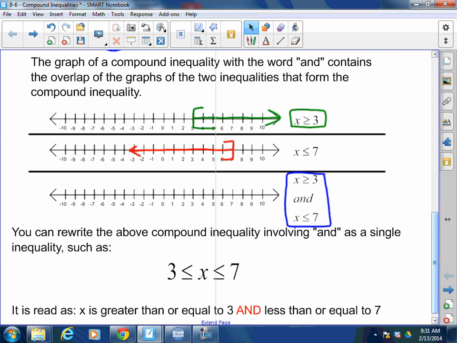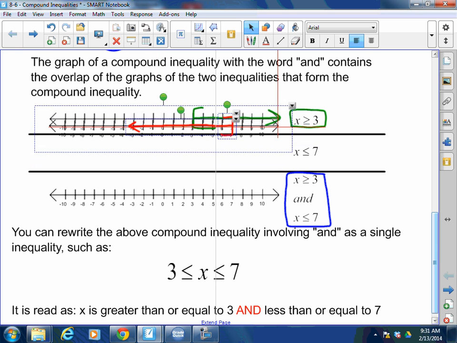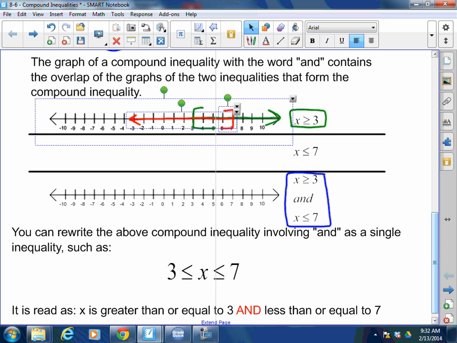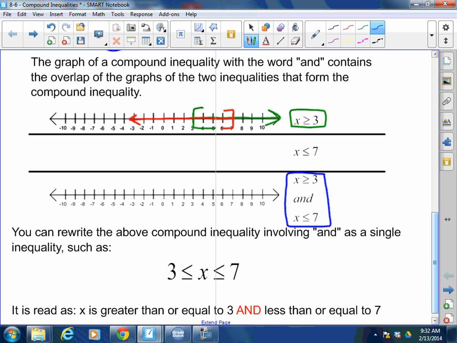Promise? Okay, now, bear with me here. I don't know if this is going to work. When I have an "and," it's an intersection, correct? So this is what's happening. I am basically intersecting here. Where do I intersect? Between here and here. This is the part of the graphs that overlap or intersect. Do you see what's happening here?